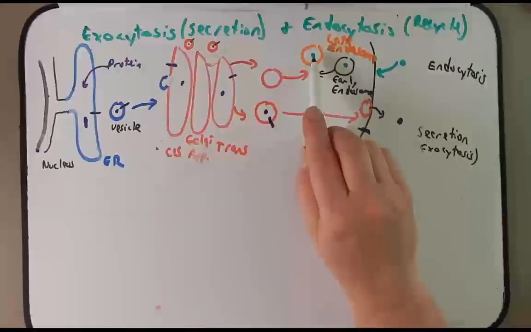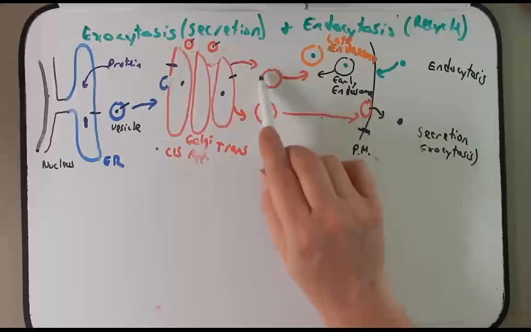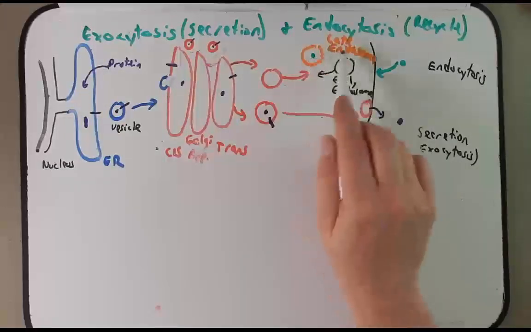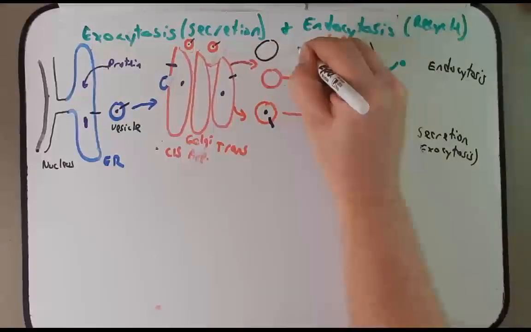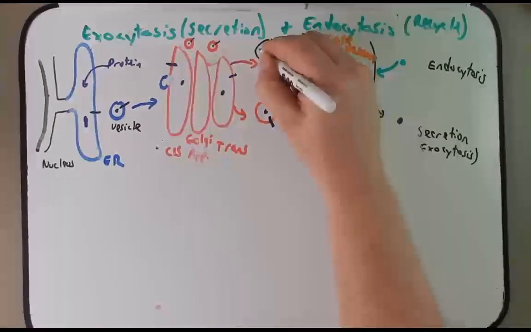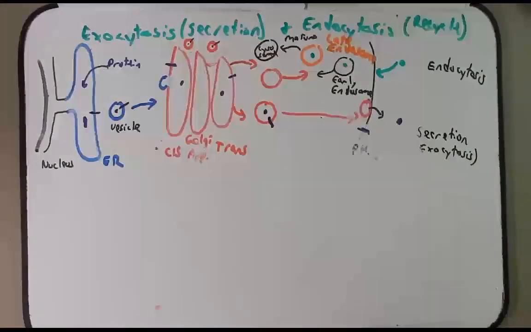It will contain that molecule. It will also contain enzymes brought to it from this vesicle from the Golgi. And when they fuse, they form, as I said, this late endosome. This late endosome will either fuse with a lysosome, or more likely, it's going to mature into a lysosome and degrade this molecule that was brought into this cell.